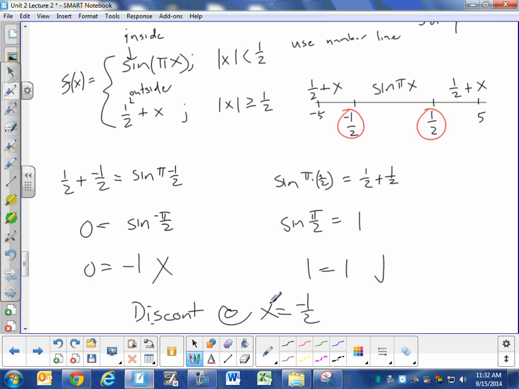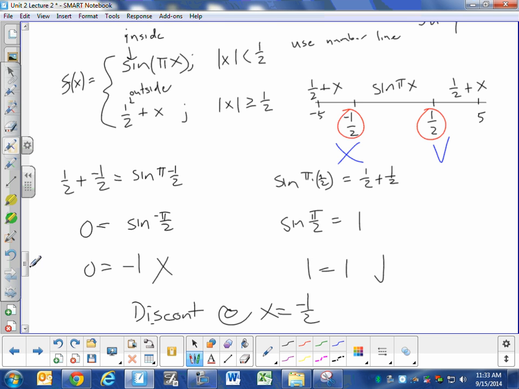Check your answers. We're good at +1/2. We are not good at -1/2. So we would say our function is discontinuous at x equals -1/2.